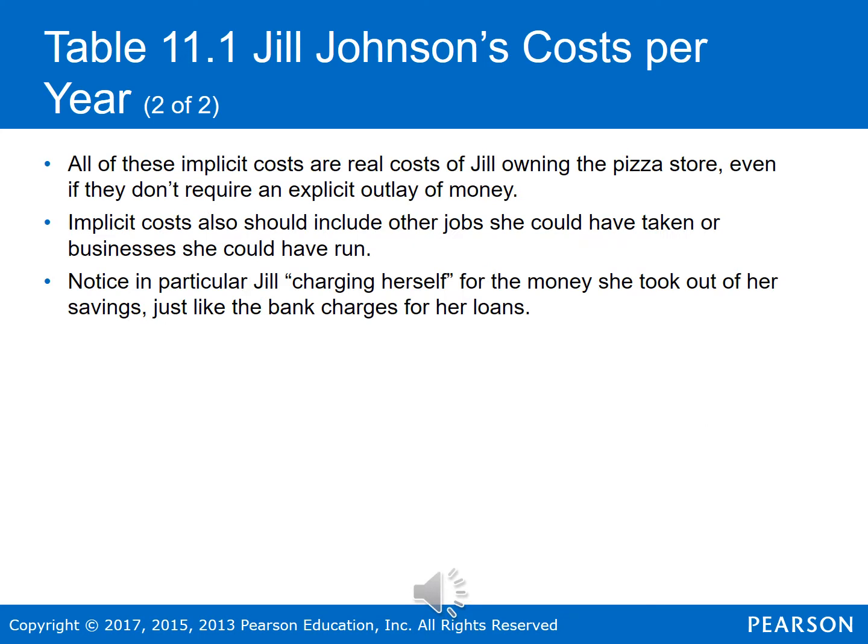All of these implicit costs that we saw in the previous slide are real costs of Jill owning the pizza store, even though they don't require the explicit outlay of money. Even though she's not physically paying somebody, those implicit costs still exist, and they still impact her decision making. Implicit costs also include other jobs she could have taken or other businesses she could have run. Notice in particular, Jill charges herself for the money she took out of her savings, just like the bank would charge her for.